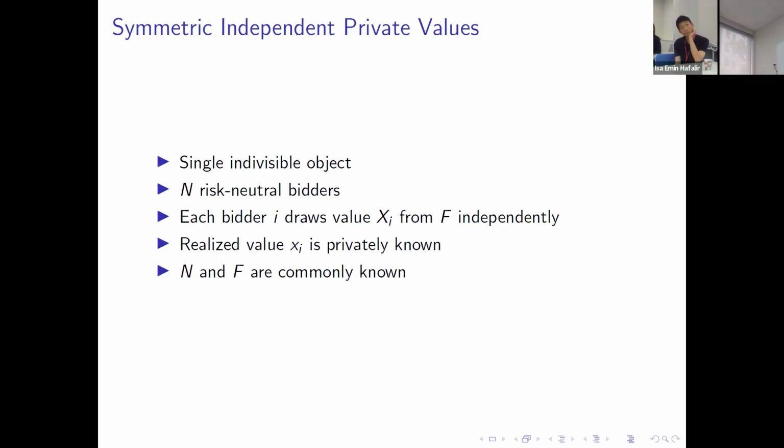And each bidder draws their value. This capital X sub i will represent the random variable of bidder i. But the distribution of this random variable is F, so it doesn't have an index of i. This means that we have a symmetric model, in which all the bidders draw their values from the same distribution F, and these are independently drawn. So we are not currently considering interdependent value structures. And of course, the realized value is privately known, and the number of bidders and the distribution of the private values are common knowledge.